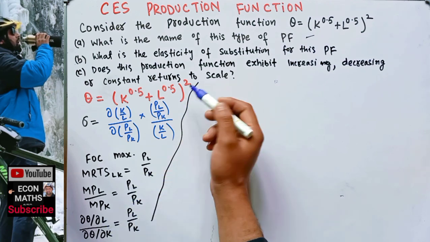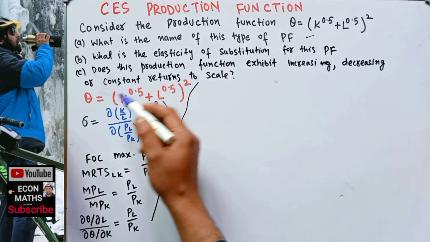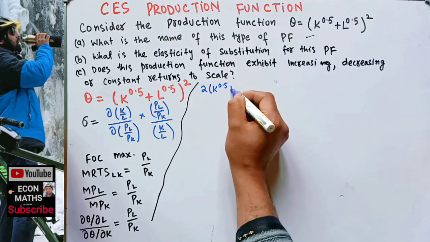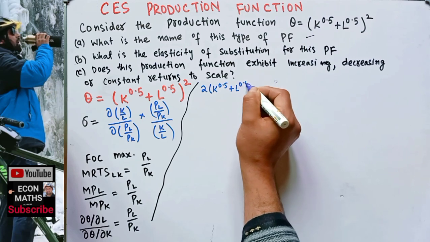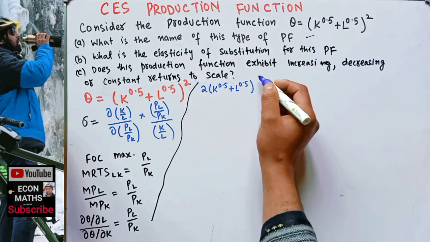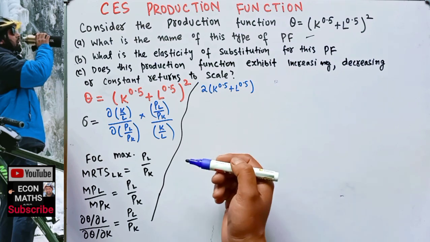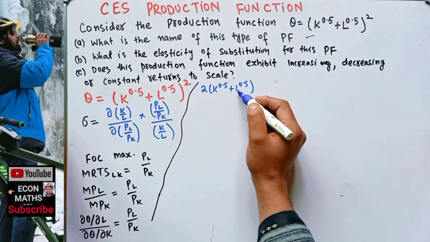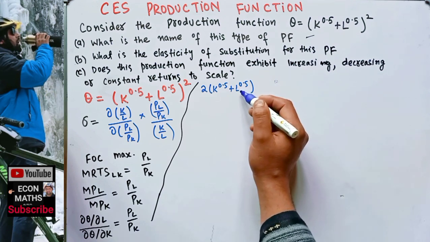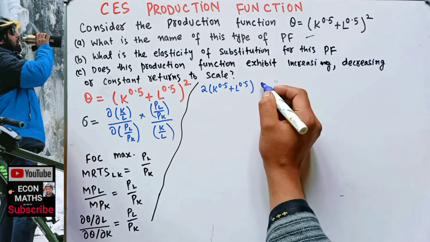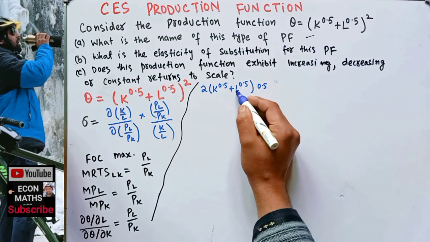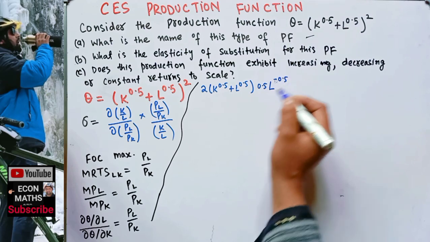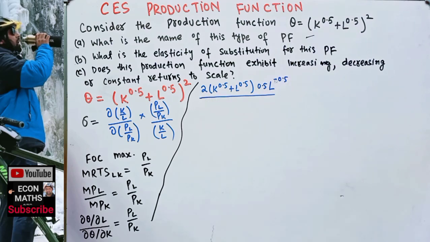So first thing is, we apply the power function rule. The exponent becomes coefficient, so we have 2 times K raised to the power 0.5 plus L raised to the power 0.5, and the exponent is subtracted by 1, so 2 minus 1 is 1. Then we apply the chain rule. Since we are taking derivative with respect to L, we multiply it with the derivative of the term in the parentheses. So derivative of L to the power 0.5 will be 0.5, again exponent becomes coefficient, then we have L, and the exponent is subtracted by 1, it becomes minus 0.5.